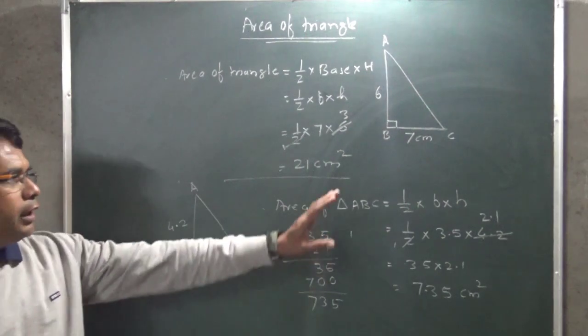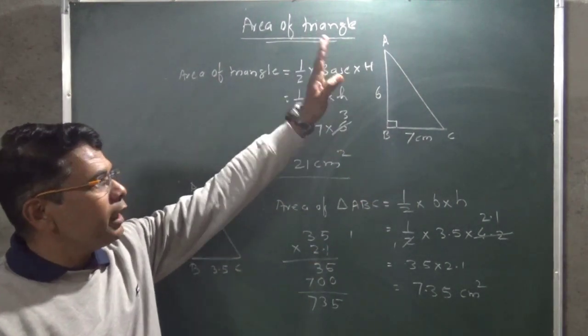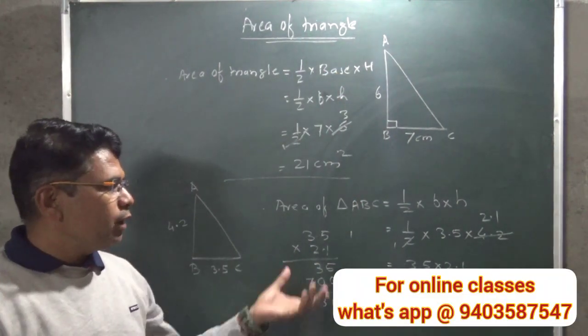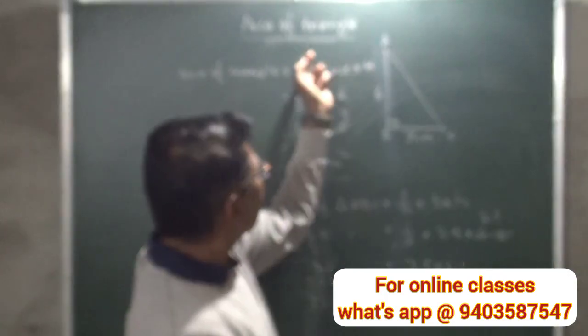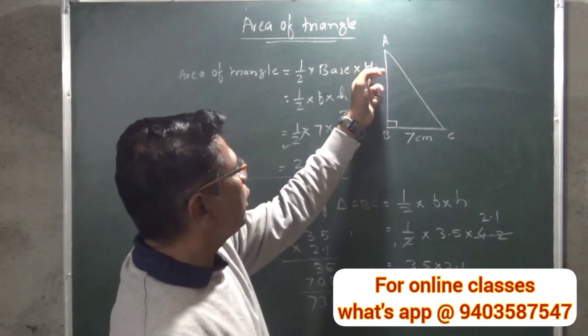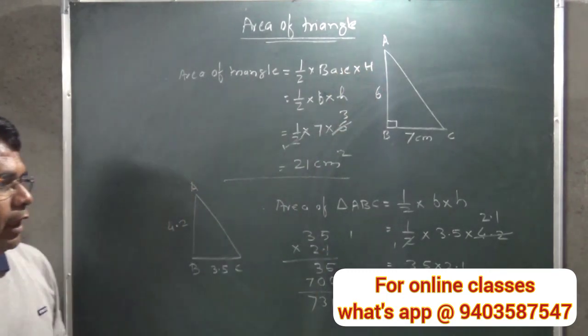It came as the area for the triangle ABC. In this way, we can easily find out the area of the right angle triangle with the help of the formula: area of a triangle is equal to 1/2 into base into height. In this way, we can easily find out.